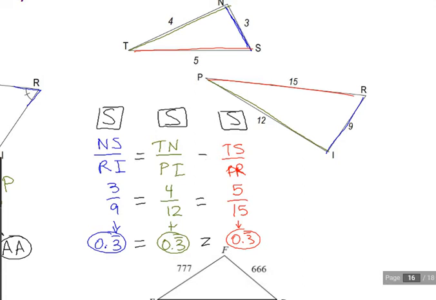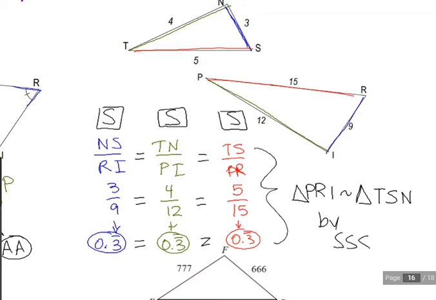So what I can conclude is triangle PRI, look at the order PRI. So I went along the red side, then along the blue side. Has to be similar to TSN. So along the red side, up the blue side. And this is going to be by side, side, side.